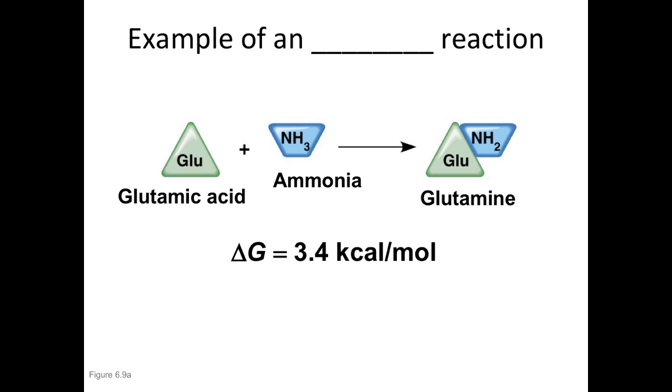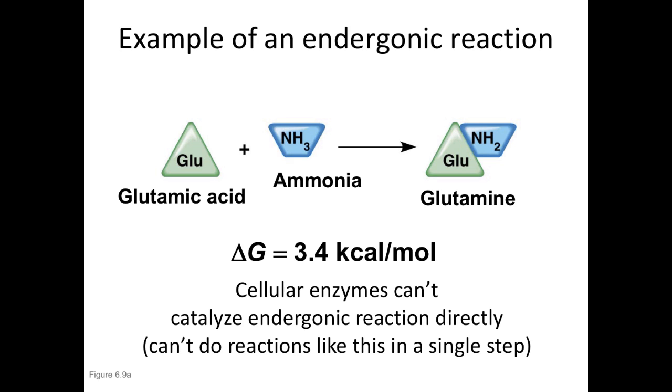This is a reaction where adding glutamic acid to ammonia gives you glutamine. Is this an example of an endergonic or exergonic reaction? This is endergonic. You can tell because the delta G is positive. This reaction will not proceed spontaneously. So how do we cause it to happen? Adding an enzyme only changes the activation energy. It can't overcome a positive delta G.